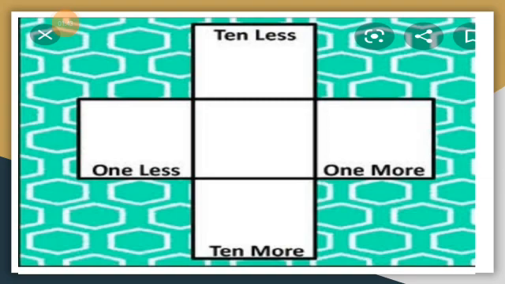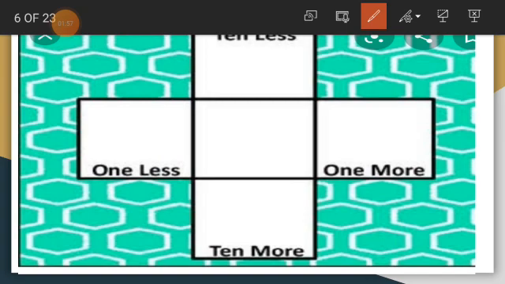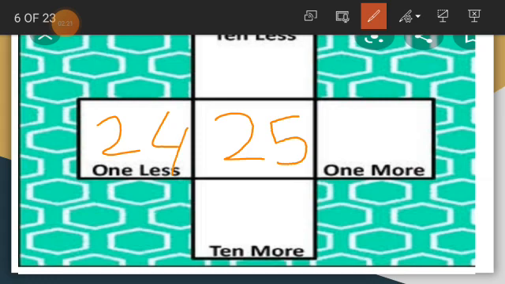Look at this one grid. On this one grid we have 10 less, 10 more, 1 less, 1 more. Let's put a number over here. For example, I'm going to write down 25. First of all, let's make a 1 less than 25. You're going to subtract the 1 from 25. What is the answer? 24. 24 comes before 25.